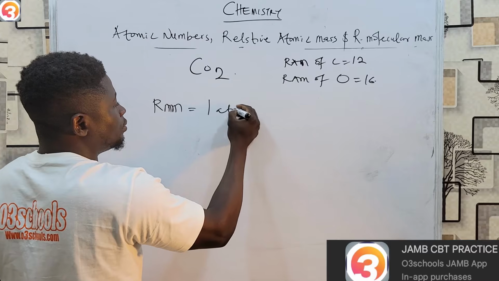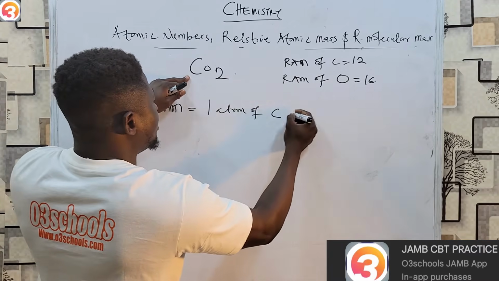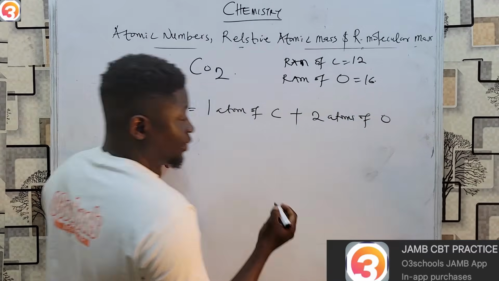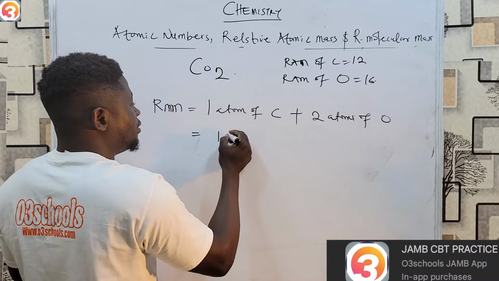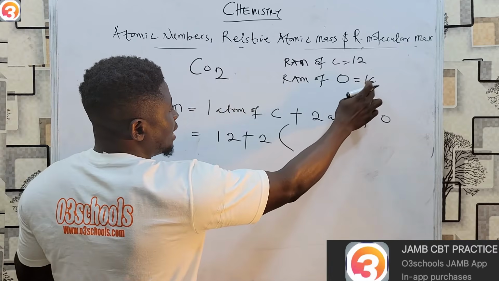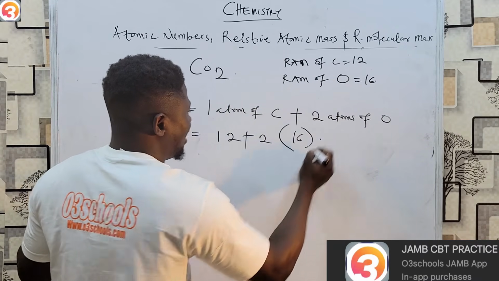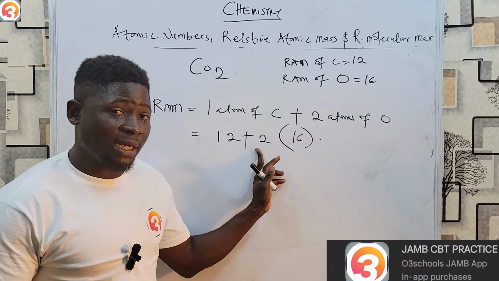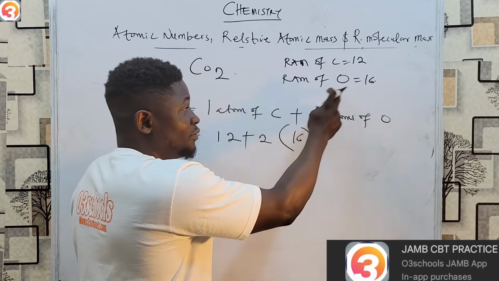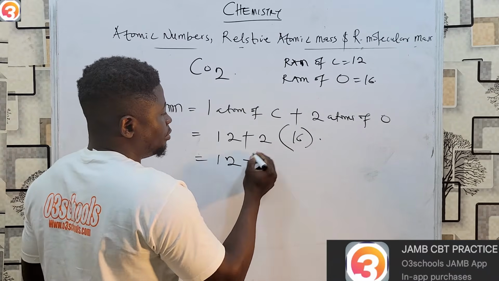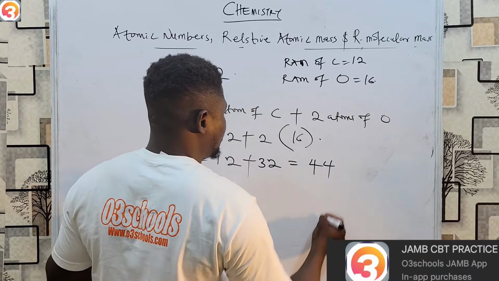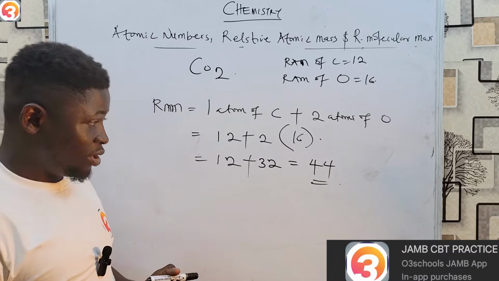because of one atom of carbon we have, plus 2 atoms of oxygen, right? So that's going to be one atom of carbon is 12 plus 2 times one atom of oxygen, that is 16. I hope you know why we are bringing 2 here. 2 is coming in because we have 2 atoms of oxygen, and I know that the relative atomic mass of oxygen is 16. So I'm going to have 12 plus 2 times 16, which is 32. If you add this, you're going to have 44. Is it gram per mole? No, it does not have a unit.